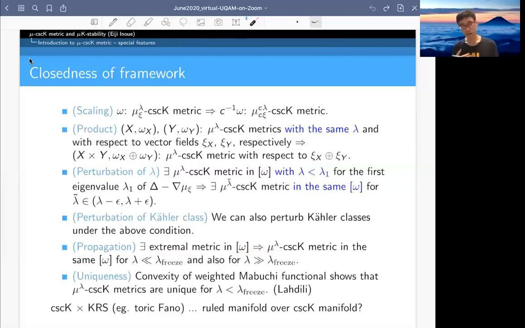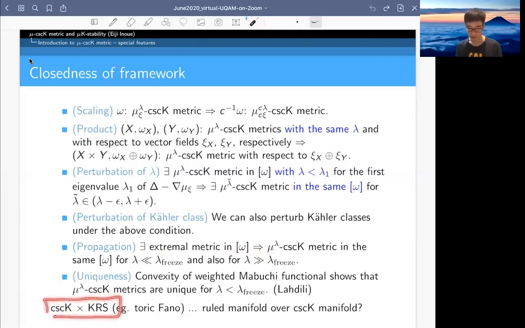And Lahdili shows the convexity of the weighted Mabuchi functional. And since mu lambda xi cscK fits into Lahdili's weighted formalism, it shows that mu lambda cscK metrics are unique for lambda less than lambda free, modulo the automorphism group. Since we can take a product of mu cscK metrics, a product of a cscK manifold with a Kähler-Ricci soliton provides a typical example of a mu cscK metric.